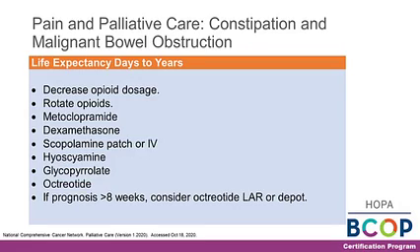fluids. Now, historically, when you'd want to maintain gut function, you'd decrease opioid dosage or rotate your opioids or utilize medications such as metoclopramide or dexamethasone, with a focus then on your anti-secretory agents when function cannot be maintained. However, the most recent version of the NCCN guidelines lists all of these as options regardless of the goal of maintaining gut function or not.